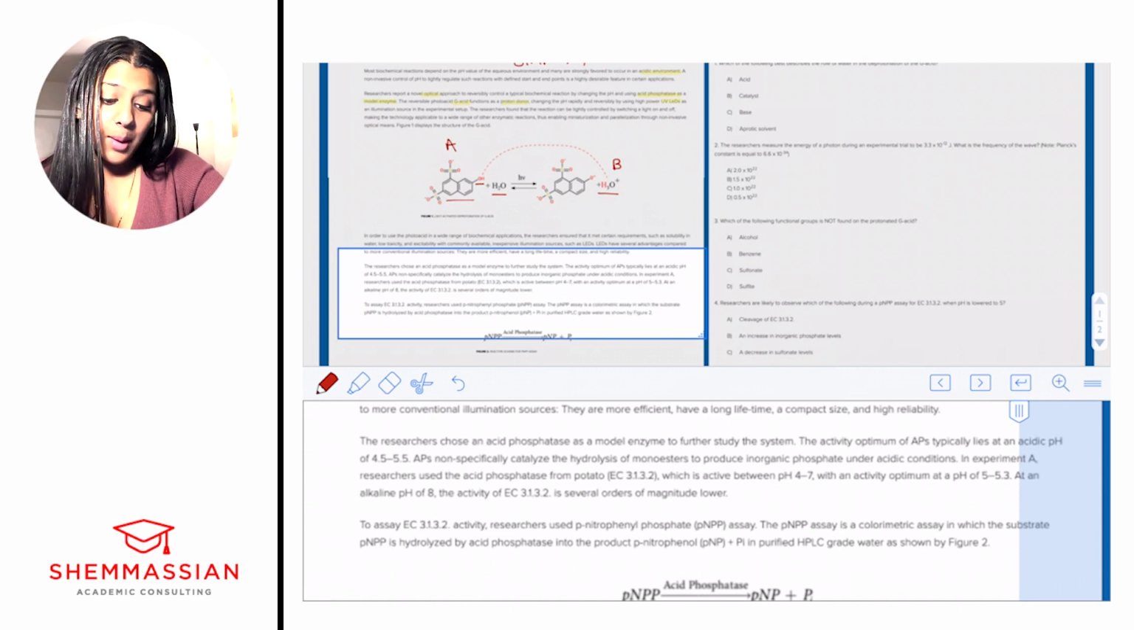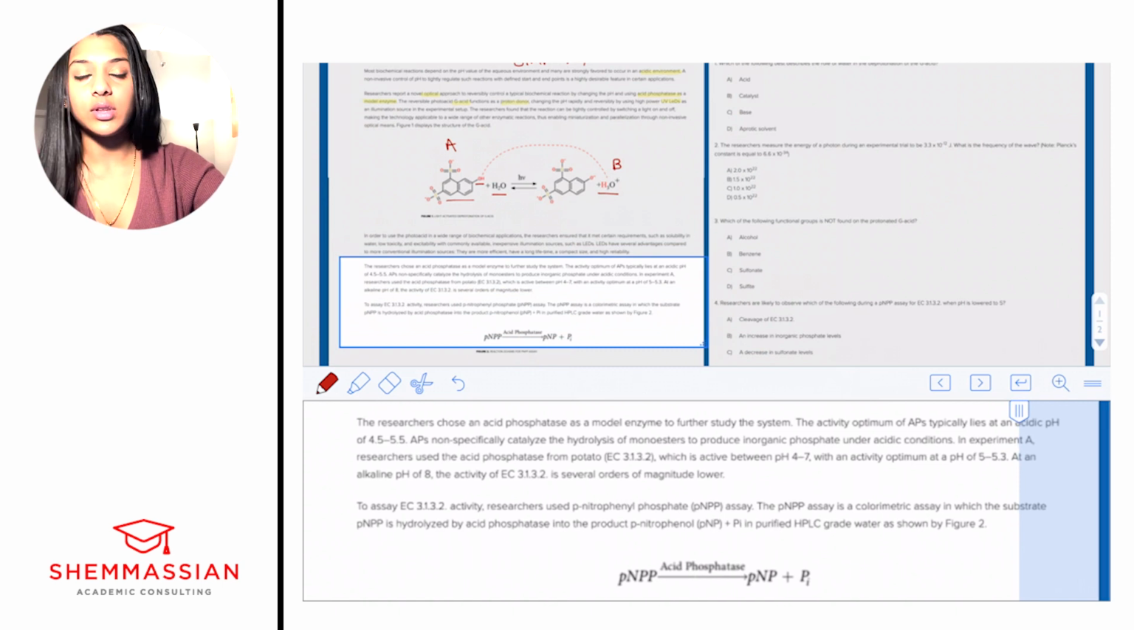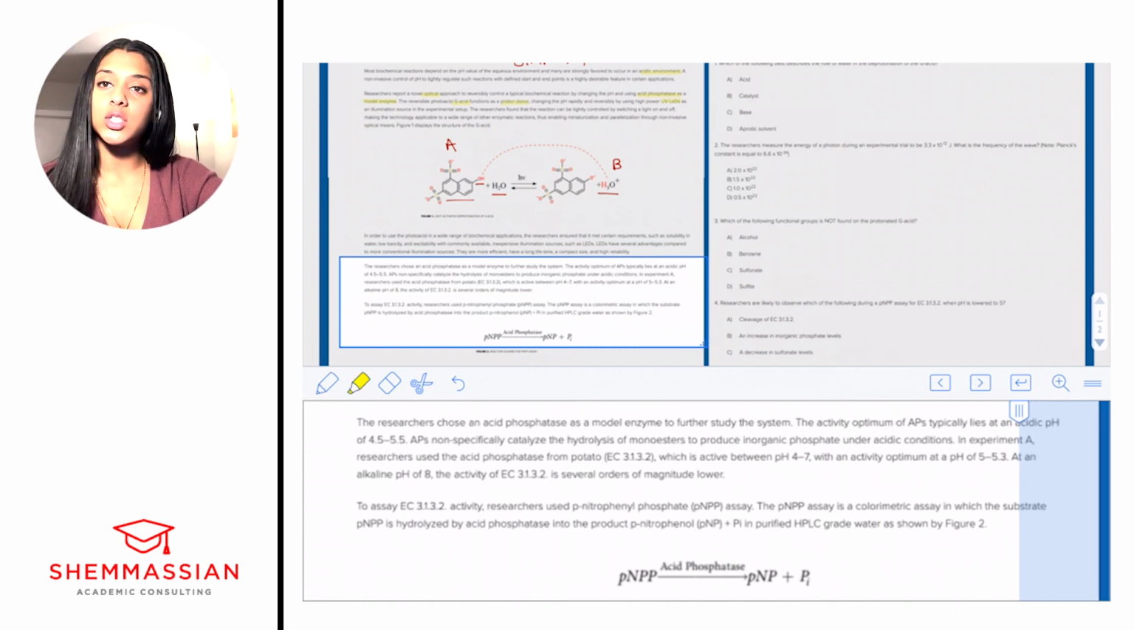The activity optimum of APs, I'm assuming that's acid phosphatase, typically lies at an acidic pH, there's that acidity again, of 4.5 to 5.5. And so this is the activity optimum. And we know that enzymes do generally have an optimal range of pH that they work the best at. So again, this 4.5 to 5.5 range is in line with what we've learned about this already, that it works best in acidic environments.